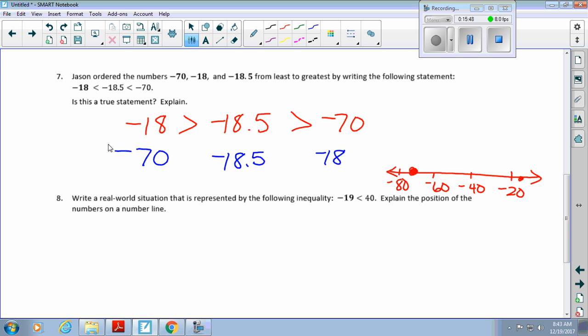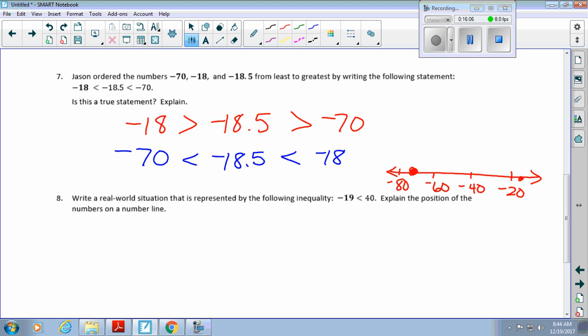Is that a hand up, Joseph? All right, go ahead. Greater than? Negative 70 is, oh, greater. Less than. I'm hearing both answers. You got to pick one. Less than? Final answer? All right, you are correct. So negative 70 is less than negative 18.5, which is less than negative 18.